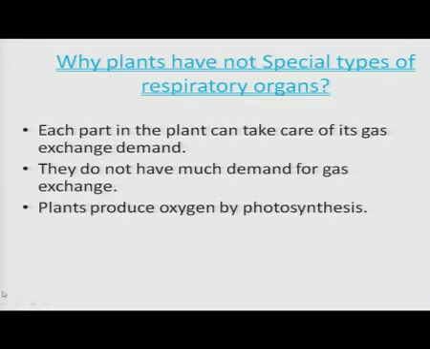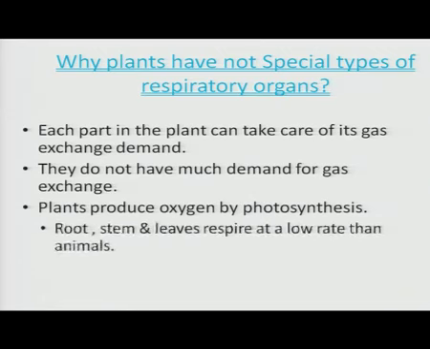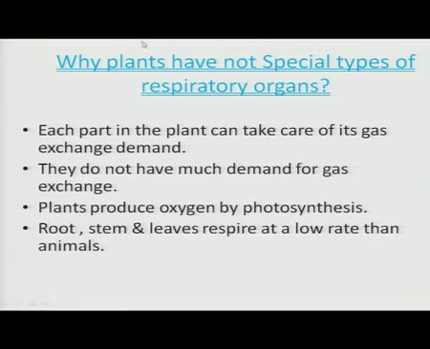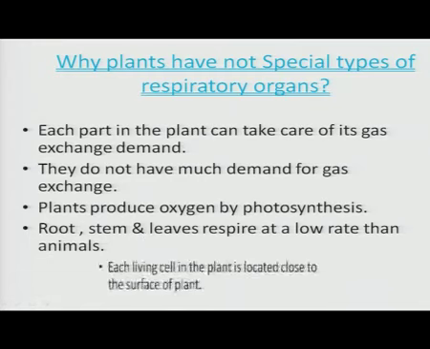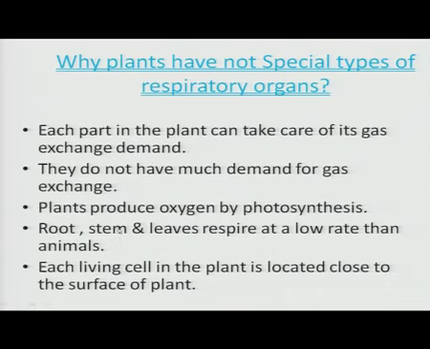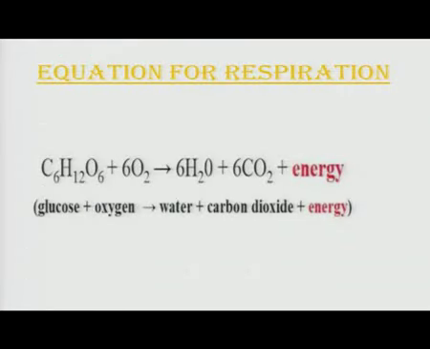Third point, plants produce oxygen by photosynthesis, while human beings receive it from the environment. Next, root, stem and leaves respire at a lower rate than animals. So, plants do not require special respiratory organs. Each living cell of the plant is located close to the surface of the plant. So, no respiratory organ is essential for the plant.